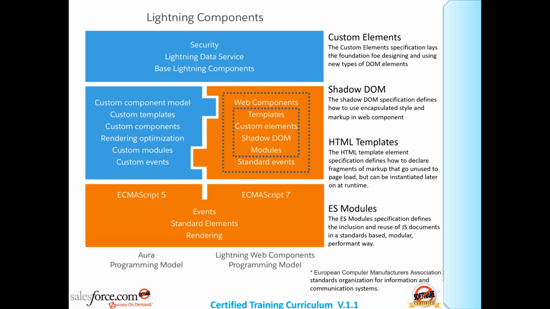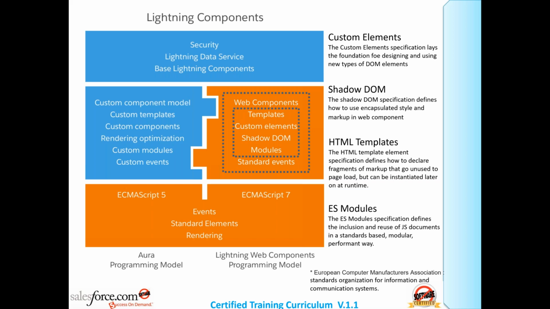What is ECMA? It is a standard organization which decides the guidelines and standards of web programming. So whatever programming you'll be doing is at par with the industry standard. Whereas Aura is ECMA 5 standard. LWC is ECMA 7 standard.